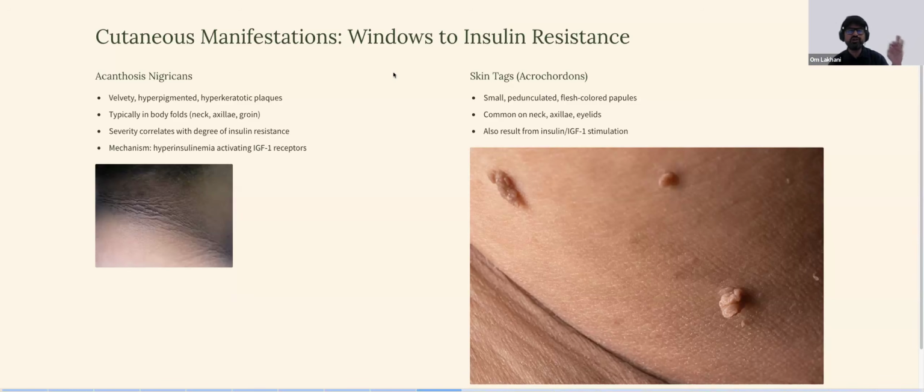Now remember, acanthosis is actually not because of insulin itself, but because of insulin spillover. We discussed this last time. When you have very high levels of insulin, ideally it is supposed to act only on the insulin receptor. But when the levels are very high, it spills over and starts acting on the IGF-1 receptor. It stimulates that and starts producing this type of lesion, which is called acanthosis nigricans. Similarly, you have a similar mechanism with skin tags. So if your patient has skin tags or acanthosis, think that the patient is already having insulin resistance, and it will be a good time for you to start talking to the patient about potential management.